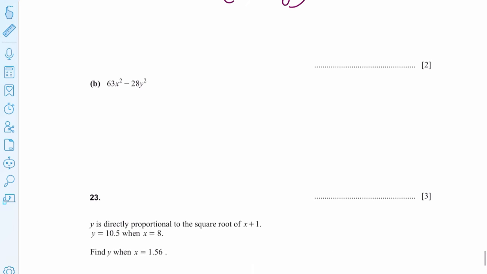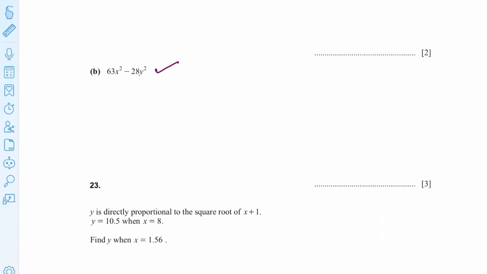Okay, now this one, how can we do this? So I think we can take common 7x. If I take common 7x, I am getting 9x the first term and 4y. Sorry, 7, not 7x, my bad. We can take common 7 only, not 7x. So 7 and like this.